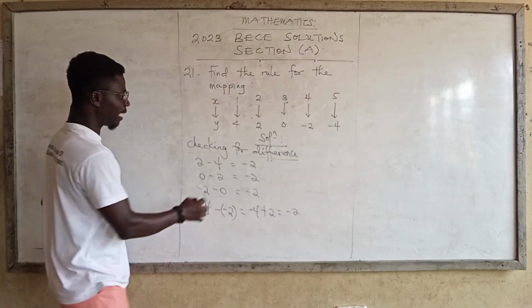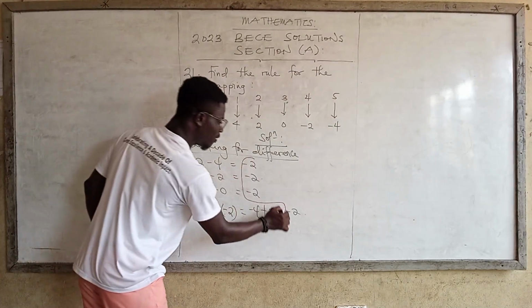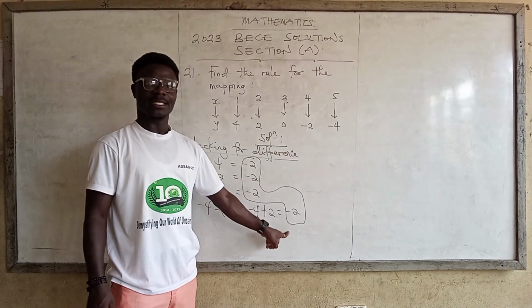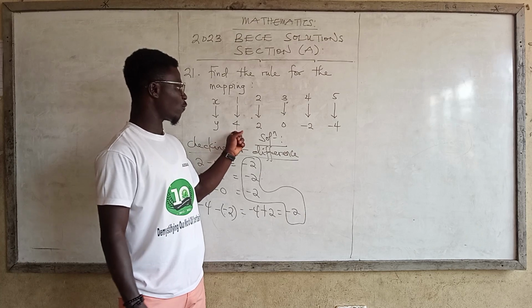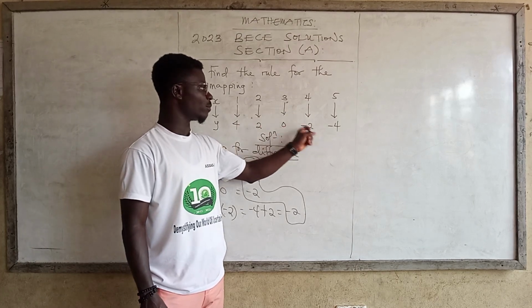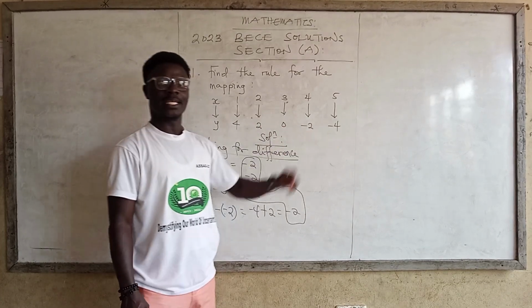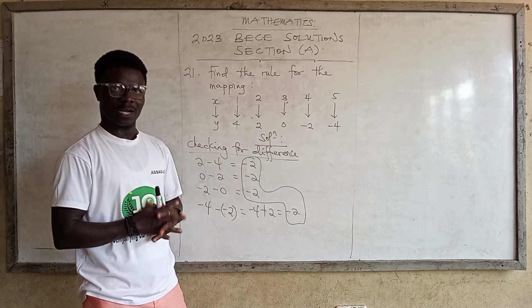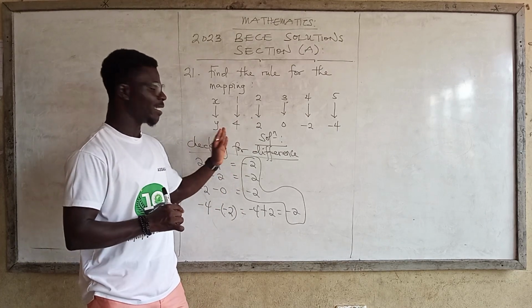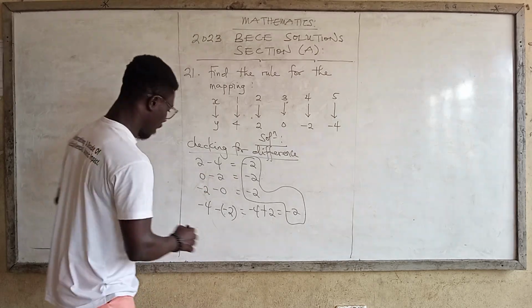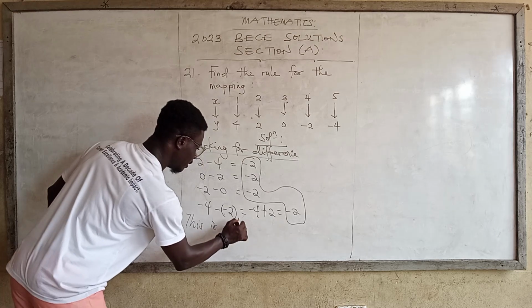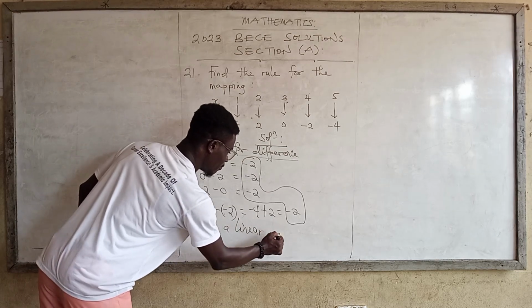So we can see that all the differences we obtain are the same. When we subtract 4 from 2, 2 from 0, 0 from negative 2, negative 2 from negative 4, we obtain the same values, which means that this is a linear mapping.